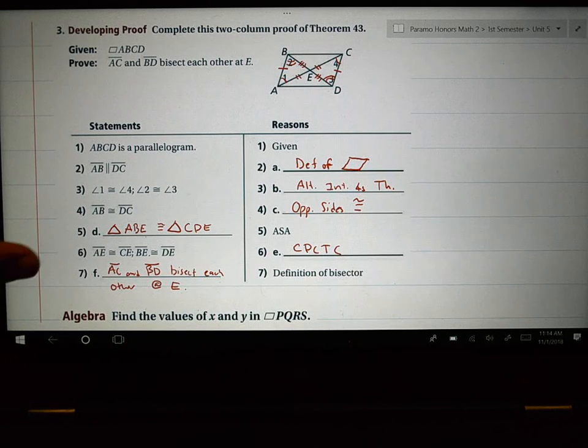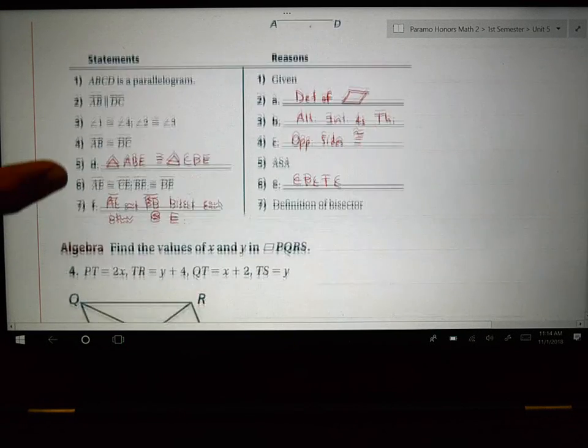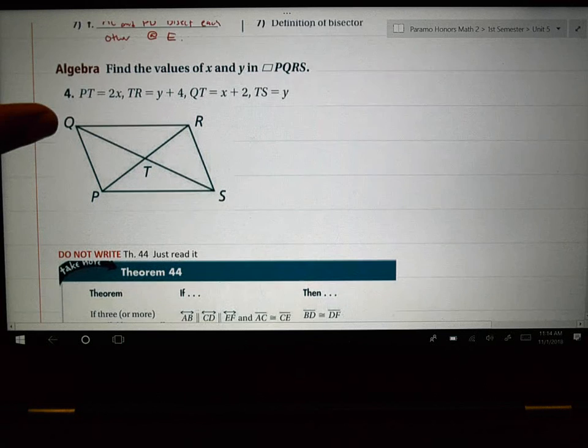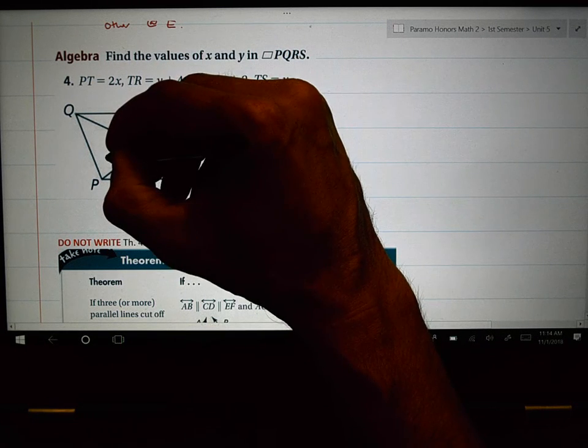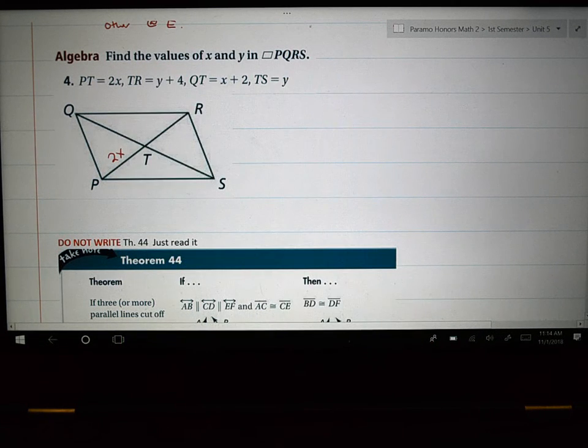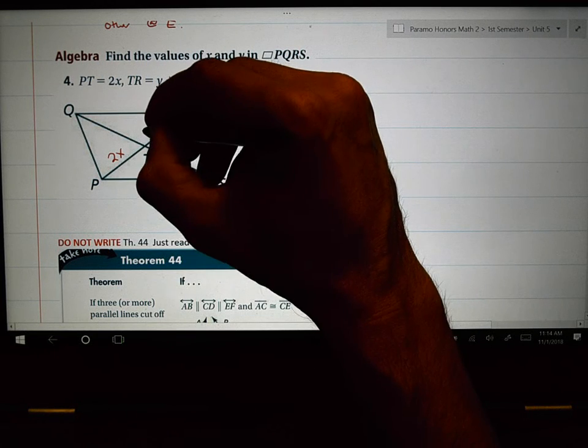Next example, number 4. I chose number 4 on purpose because I know some of you will need a reminder. Find the values of x and y in parallelogram PQRS. So PT is 2x. I would put that in your drawing if I were you. TR is y plus 4.